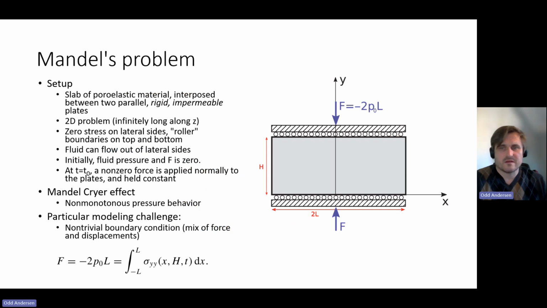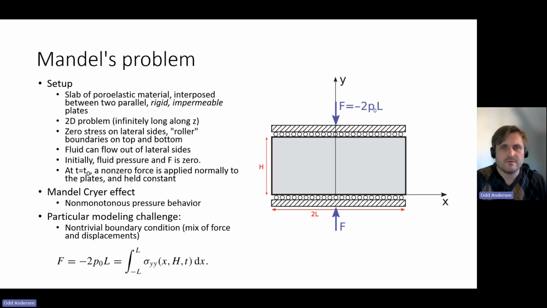Another fundamental poroelastic problem is Mandel's problem, which is interesting because it exhibits a unique poroelastic effect that is only manifest through the coupling of mechanics and flow. We start with a slab of poroelastic fluid-filled material interposed between two parallel rigid and impermeable plates. The problem here is considered in 2 dimensions. There are 0 stress conditions on the lateral sides and roller boundary conditions on the top and bottom. Initial fluid pressure is 0.